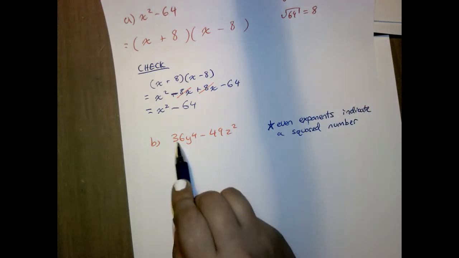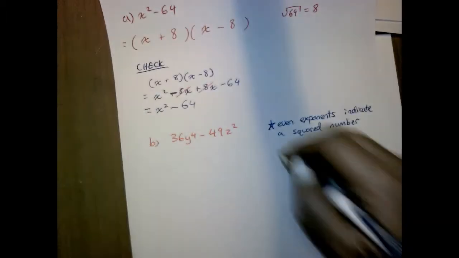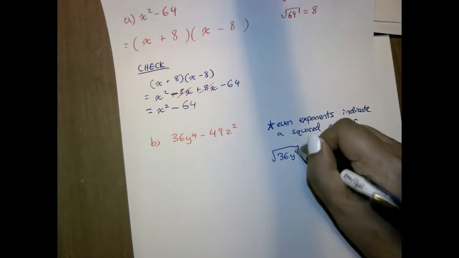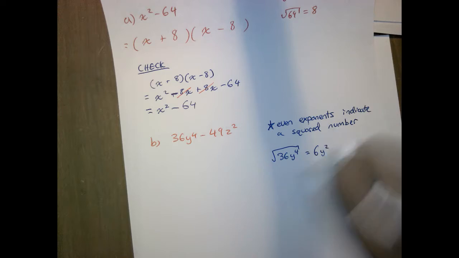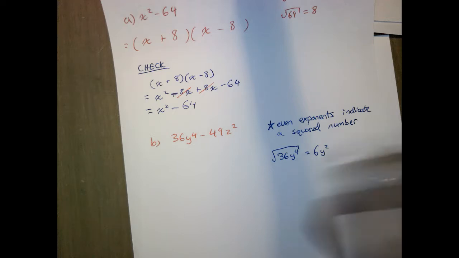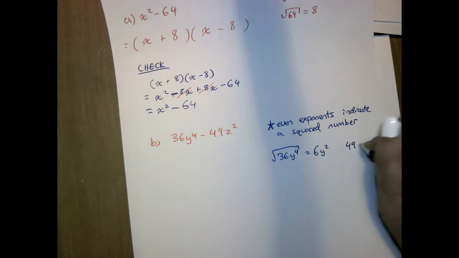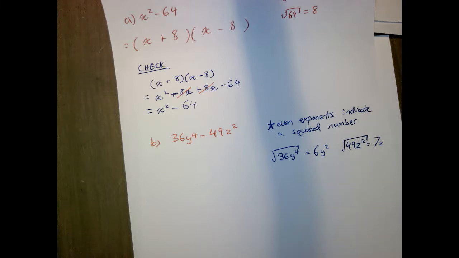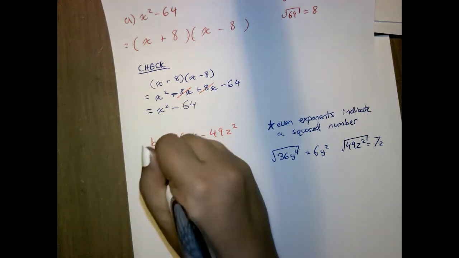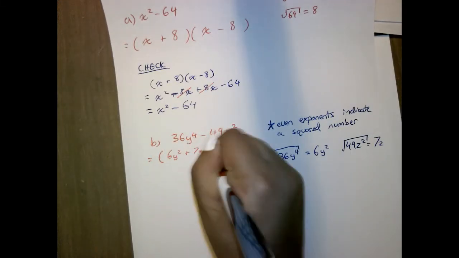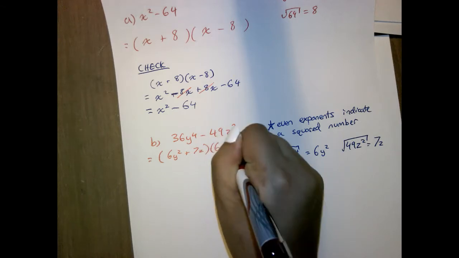So if I take the square root of 36y to the 4, what I'm left with is 6y squared. Because 6 times 6 is 36, and y squared times y squared is y to the 4. Similarly, if I take the square root of 49z squared, I'm left with 7z. So when I need to factor this, I'm going to have 6y squared plus 7z times 6y squared minus 7z.